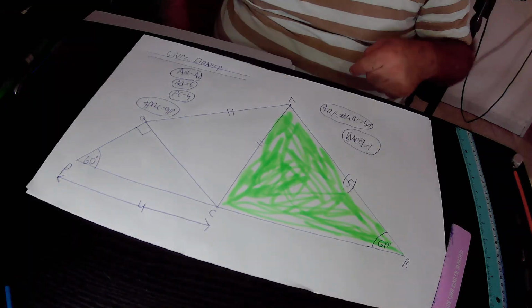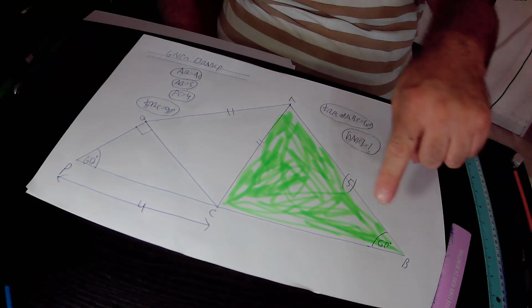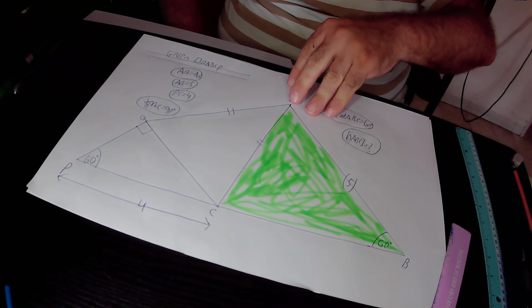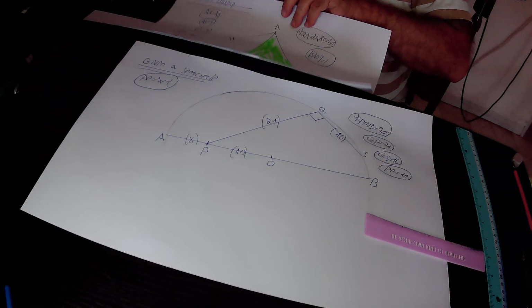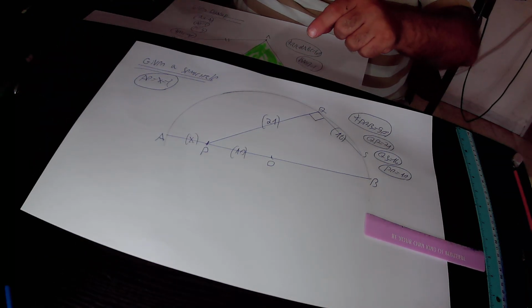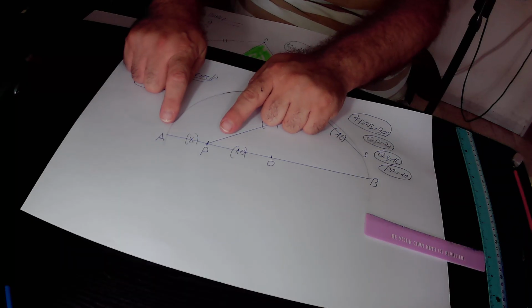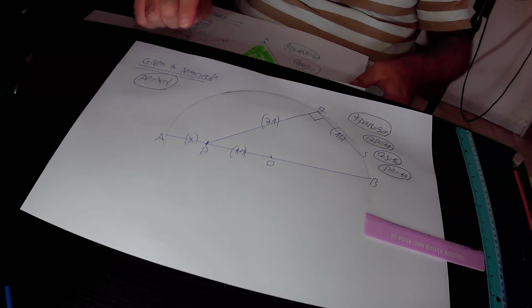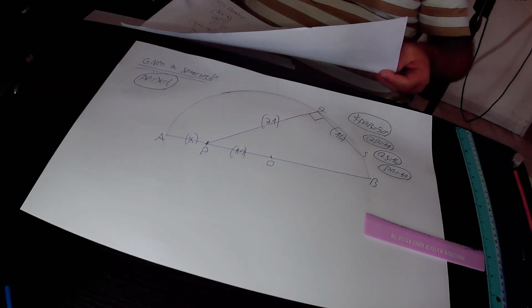And now in this lecture we'll answer two questions. In the first question we'll find out the area of this green triangle, triangle ABC. And in the second question we'll find out the length of this line segment AP. This is equal to x. We have to find out the value of x. So we start with the first question.